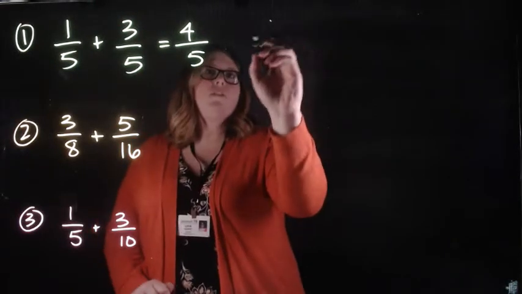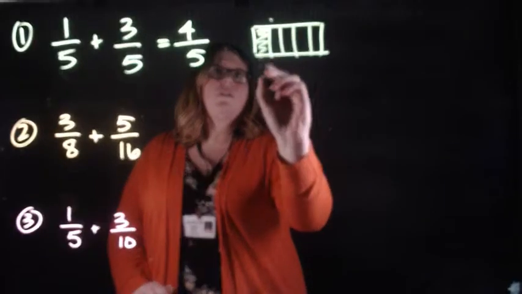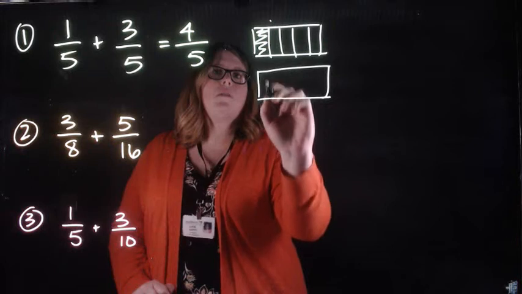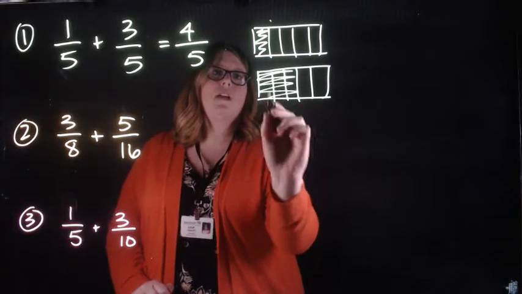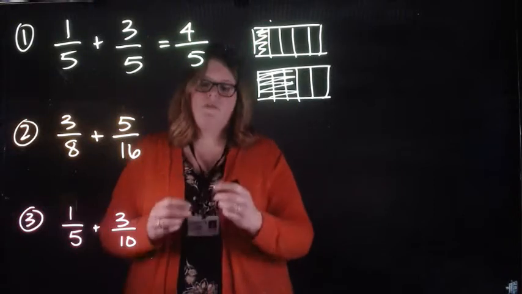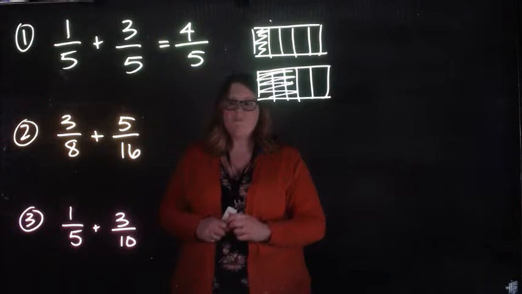right? We could have a visual of this. If I have 1/5, right, plus 3/5 of the same size, I now have 1, 2, 3, 4 out of the same size pieces of 5 pieces to make a whole.